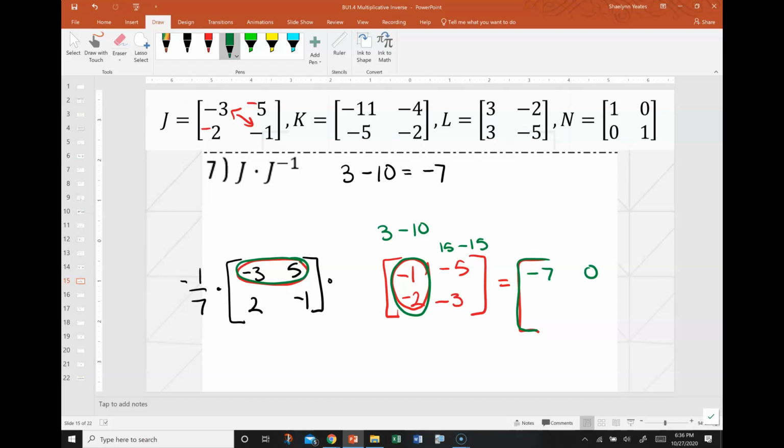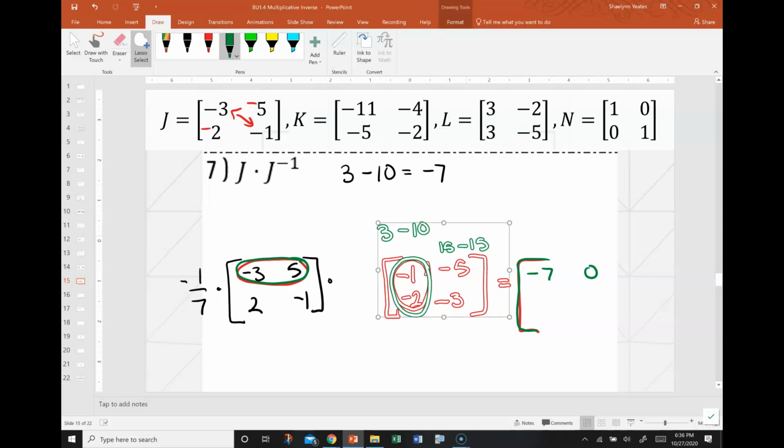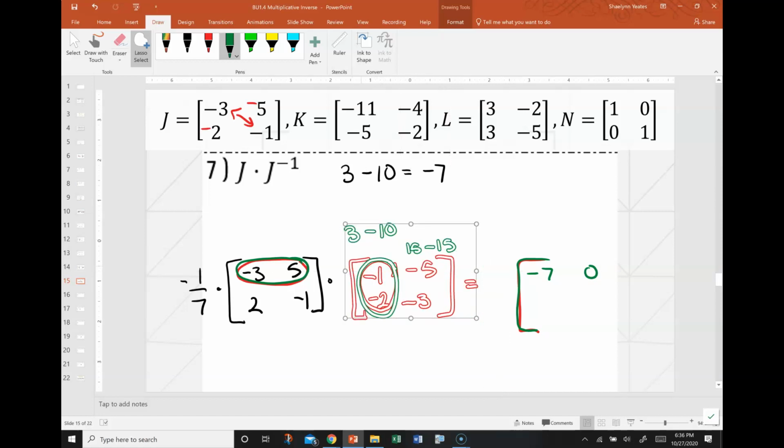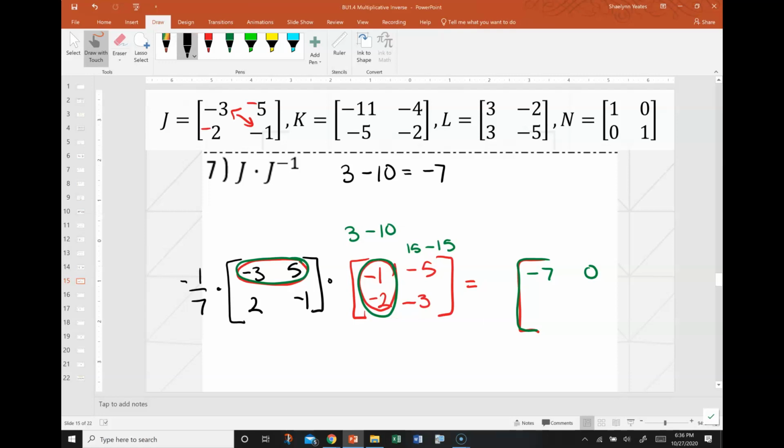Cool. Oh, I made a tiny error. I've got to move all of that over just a tad so I can remember to put the 1/7 in front. Yeah, I forgot the negative 1/7. Sorry, guys.